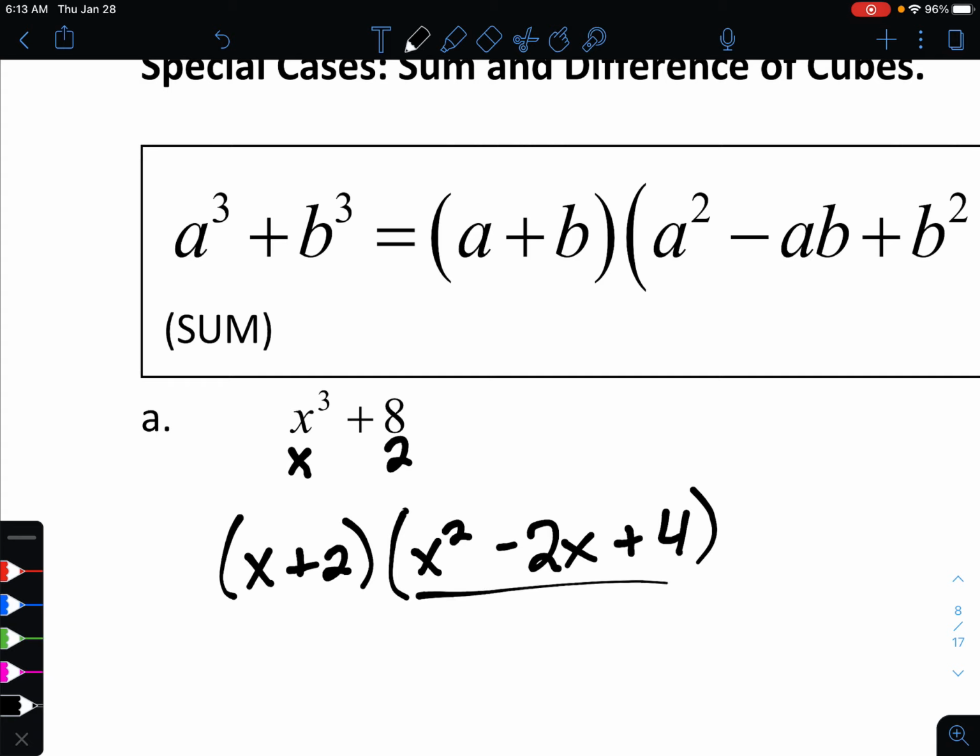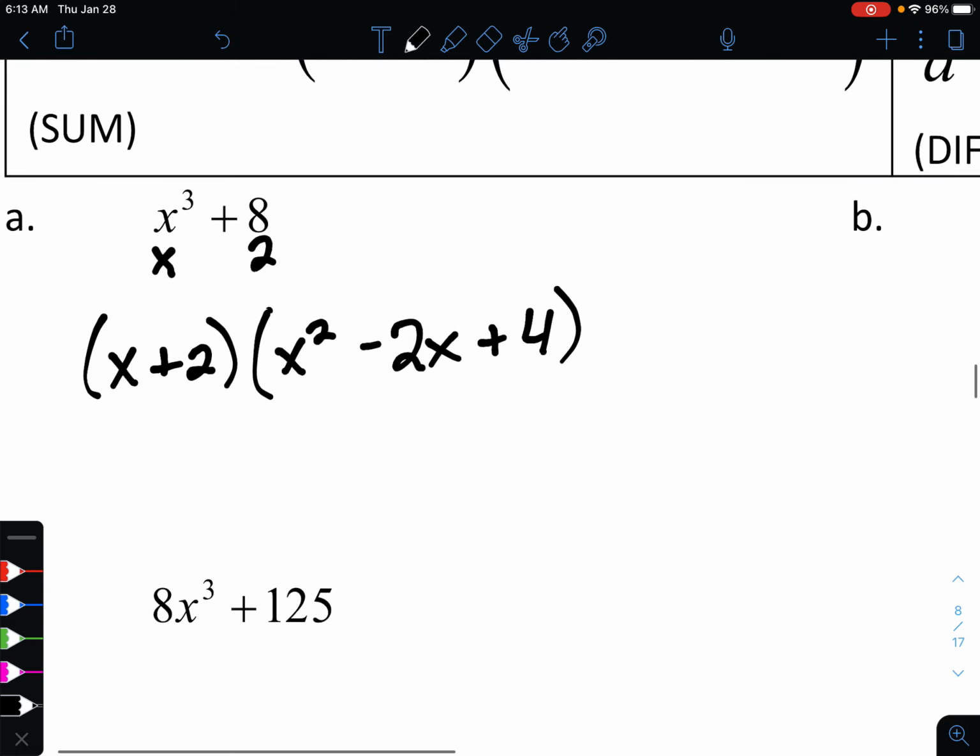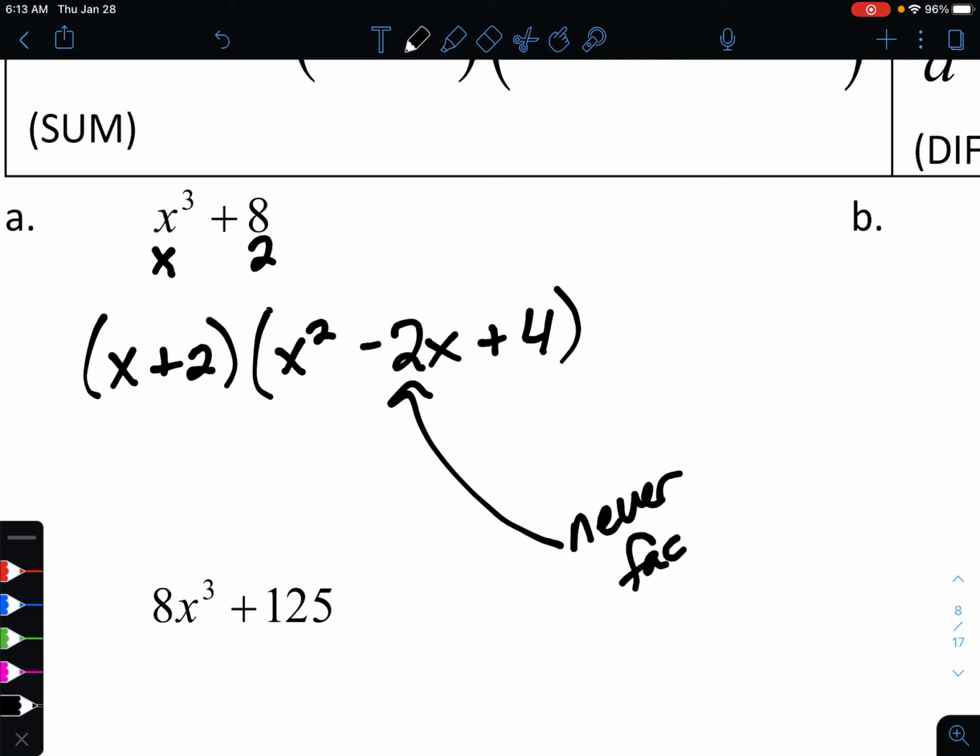Now, normally you would want to try to factor this x squared minus 2x plus 4. So look for numbers that multiply to be 4 that also add to be negative 2. Unfortunately, there are not any numbers that multiply to be 4 and add to be negative 2. In fact, this part of the expression is never going to factor. So just as a hint and a way to save some time, you're going to have to find another way to solve besides factoring for that second expression.